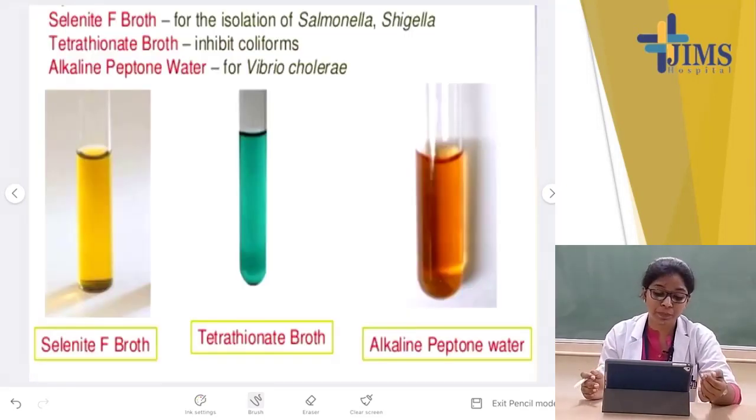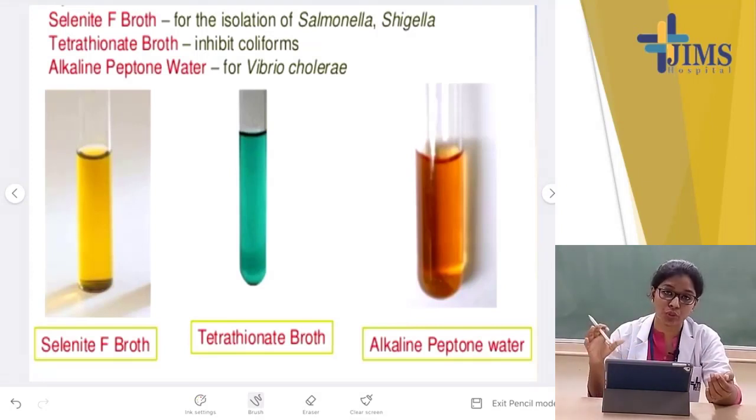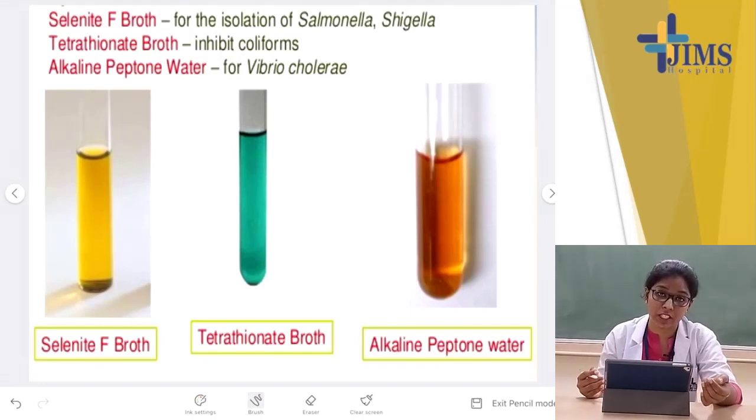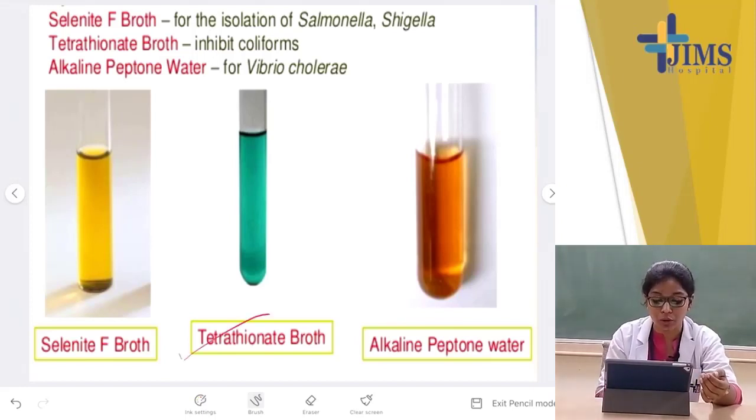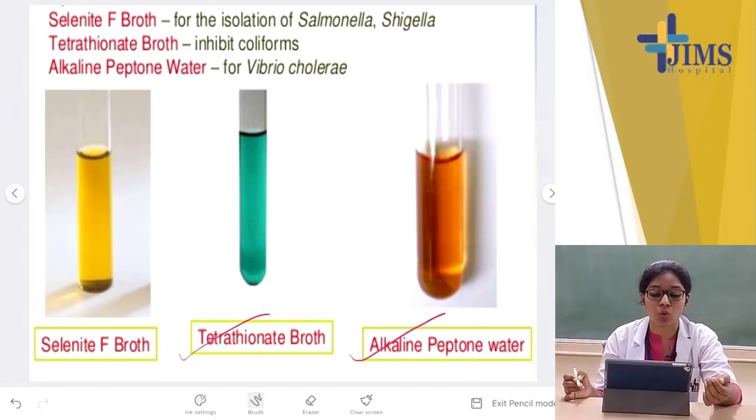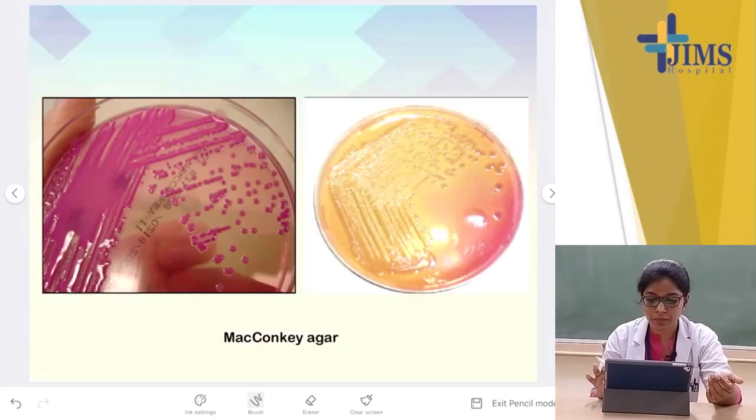See, this is the figure, the same thing I have taught previously as well. The consistency of this broth medium will become turbid, which will indicate that there is growth of bacteria in it. Selenite F broth is basically for the isolation of Salmonella and Shigella. Tetrathionate broth will not allow the growth of regular normal coliforms, and alkaline peptone water is specific for the enrichment of Vibrio cholerae.